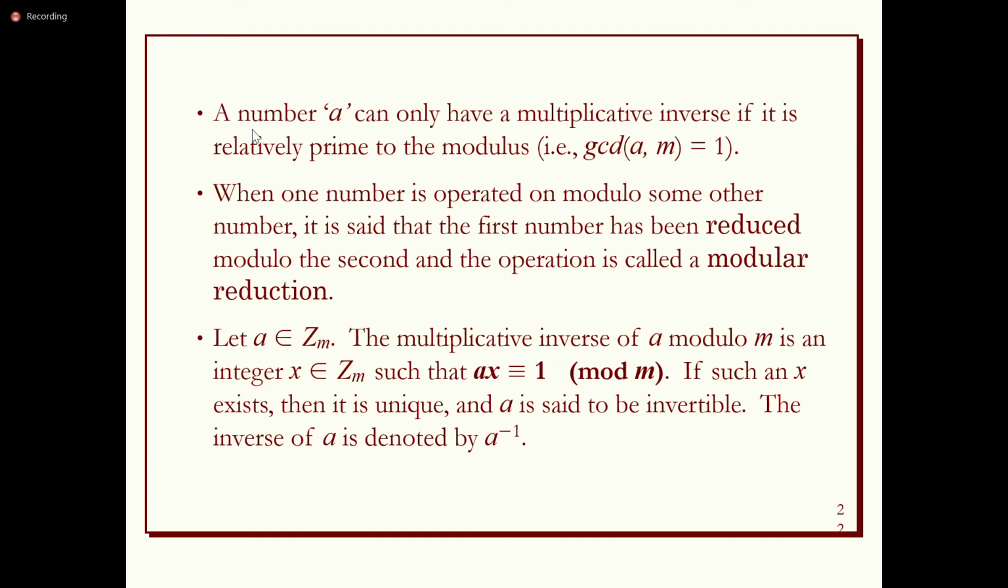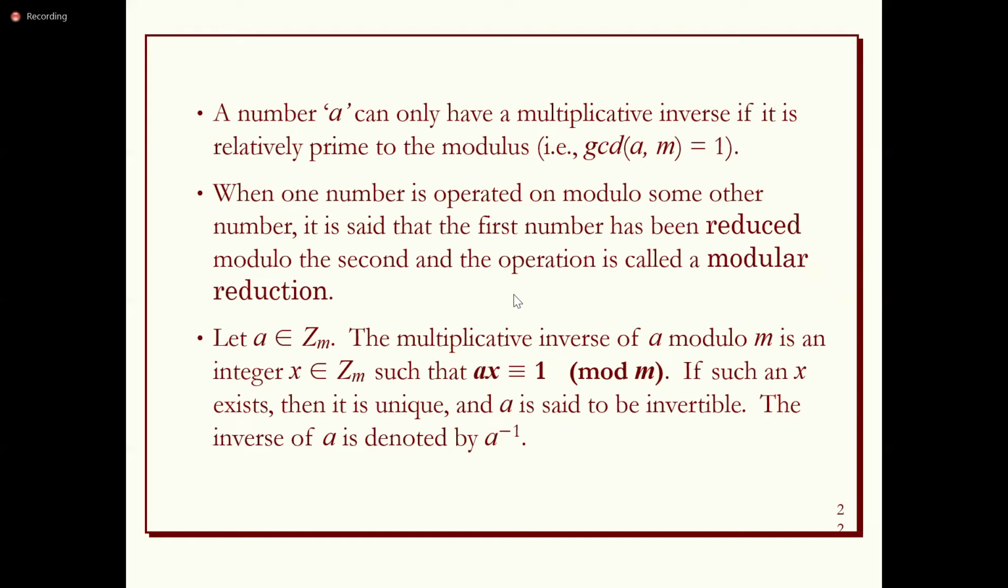Suppose you take X as 1, then 5 is congruent to 1 mod 9. It is wrong, because it is 5 itself. Suppose you take 2, then AX will be 5 into 2, 10. Is 10 congruent to 1 mod 9? Yes, obviously 10 mod 9 is 1. So 2 is the answer for the first question. We have to keep on substituting the X value till 8 because it is mod 9, the Z9 set.